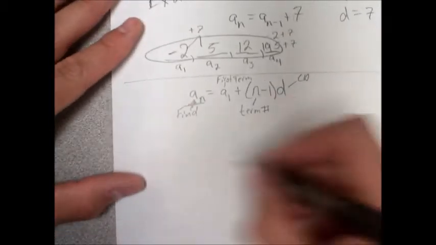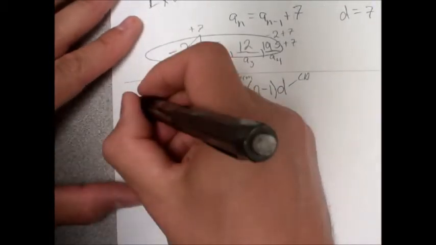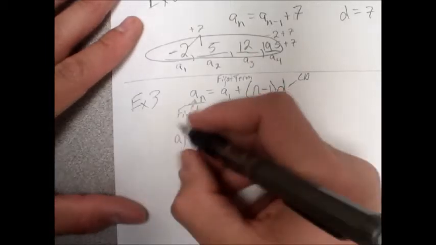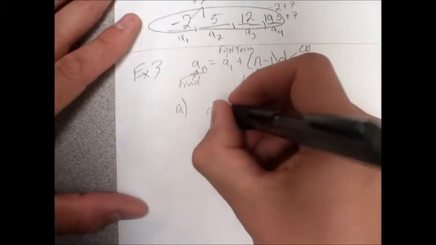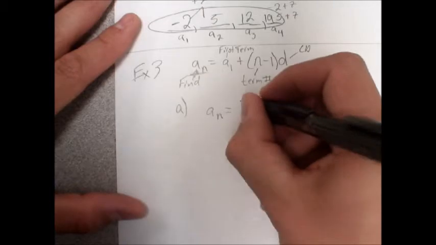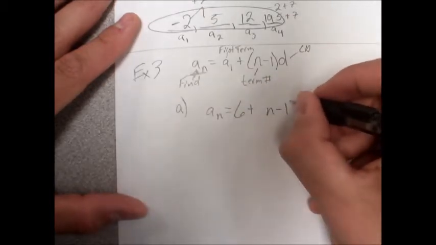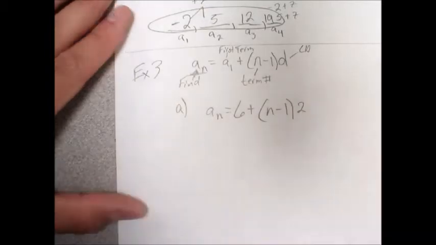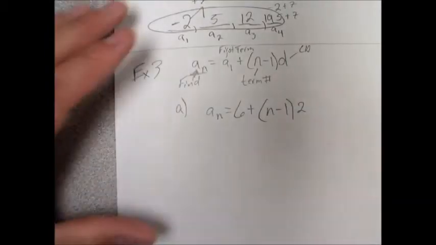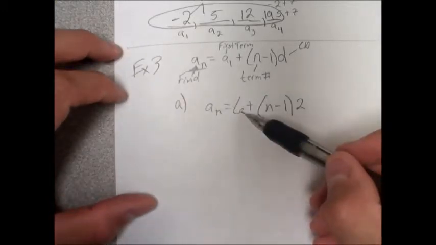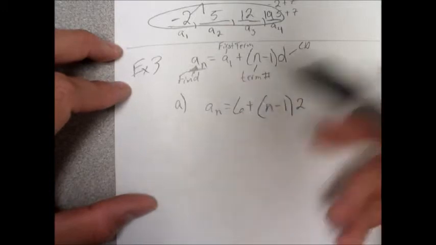So on example 3, part A, it says, use the rule a sub n equals 6 plus n minus 1 multiplied by 2. So I'm going to ask a few questions. We're going to see if we know what each one of these are. So what is the 6? It's the first term in our sequence.